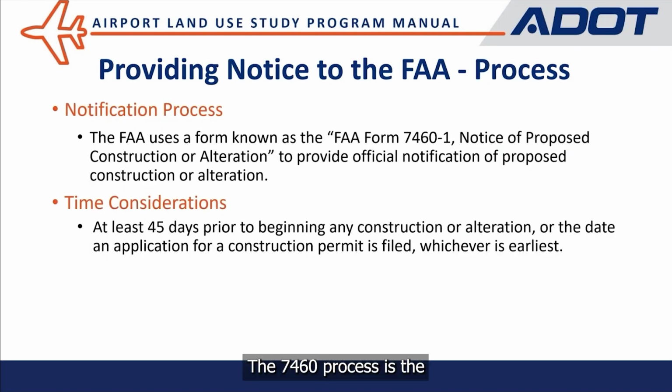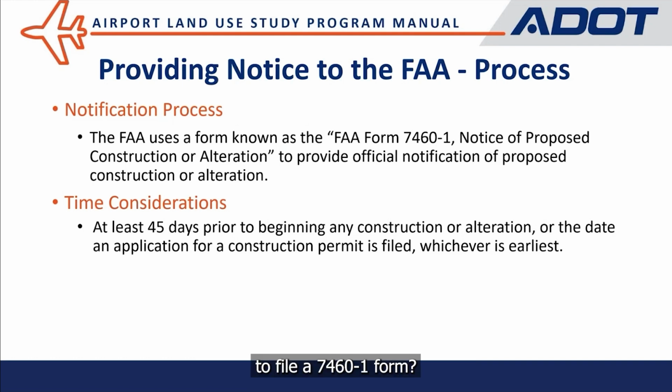The 7460 process is the FAA's formal process for being notified of proposed construction or alteration, and includes the use of the form known as FAA Form 7460-1, Notice of Proposed Construction or Alteration. When this form is submitted to the FAA, it triggers an analysis of the proposed structure and determination of whether the proposed structure poses a hazard to air navigation or not.